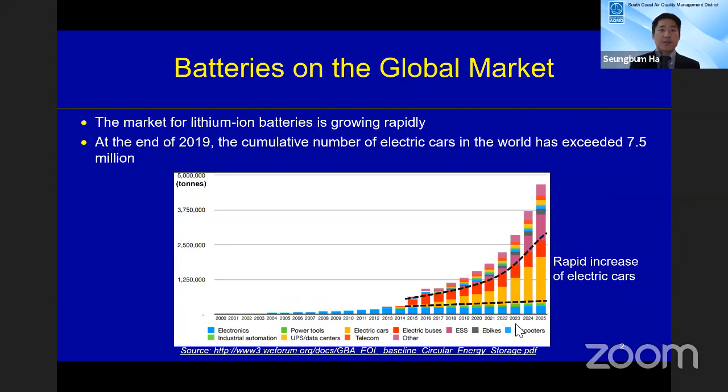Traditionally, most of the lithium-ion market was for electronics, but from 2013, it has been growing rapidly due to increasing electric vehicles. At the end of 2019, the cumulated number of electric cars in the world, including passenger cars and medium and heavy trucks and buses, has exceeded 7.5 million. With more batteries placed on the market, the need for a solution for dealing with them when they reach their end of life is rising.